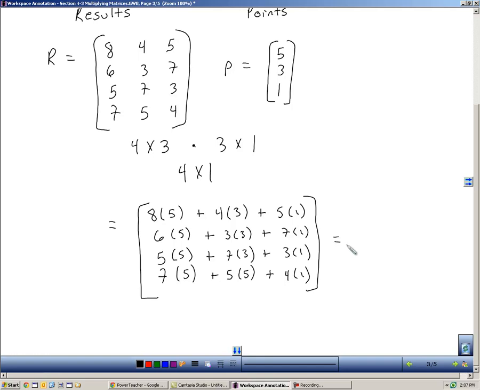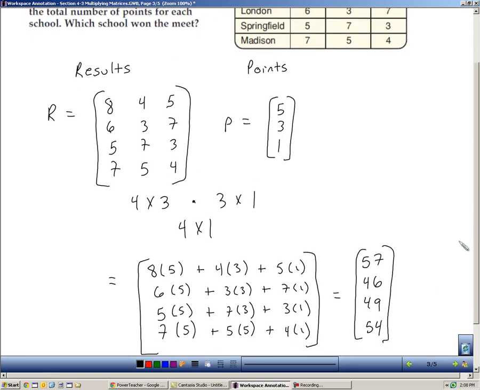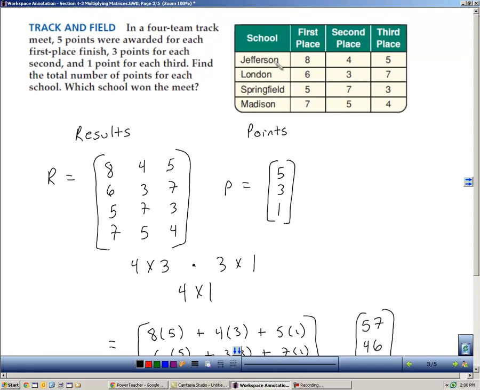And so let's see what the solutions are. So these would be the 4 solutions, or the 4 results. It looks like 57 is the winner. So if we go up to our table, we notice the top one is Jefferson, and they won.